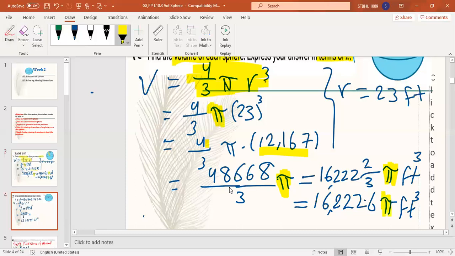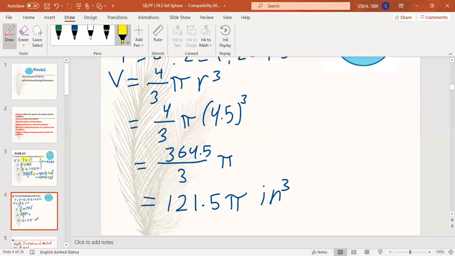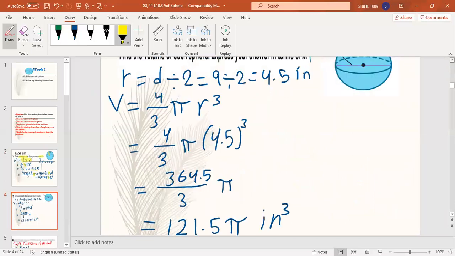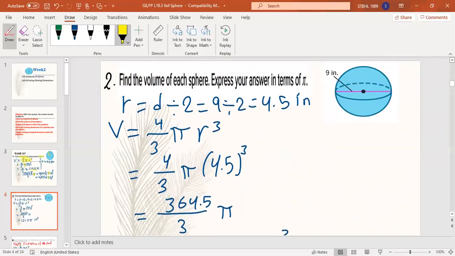Let's go to exercise 2 to cover other idea. Find the volume of each sphere. Express your answer in terms of pi also. What is given here? Look at the given. The given here is D. It's the diameter. The given here is D, diameter.